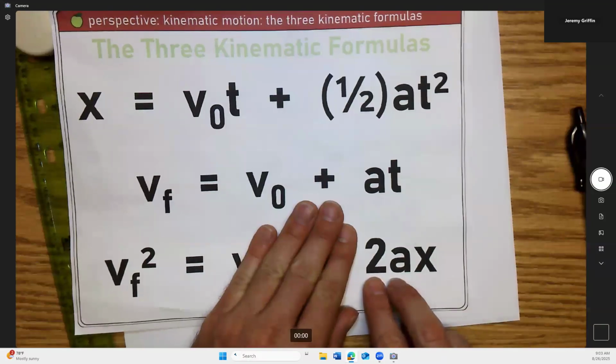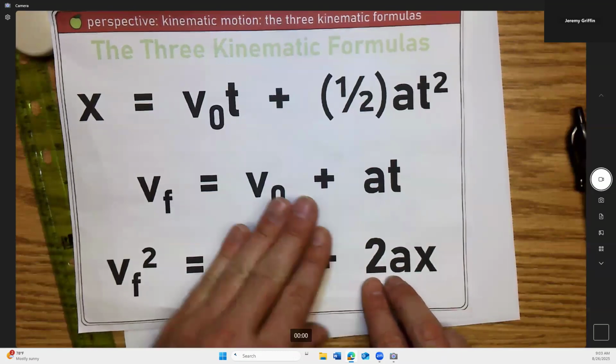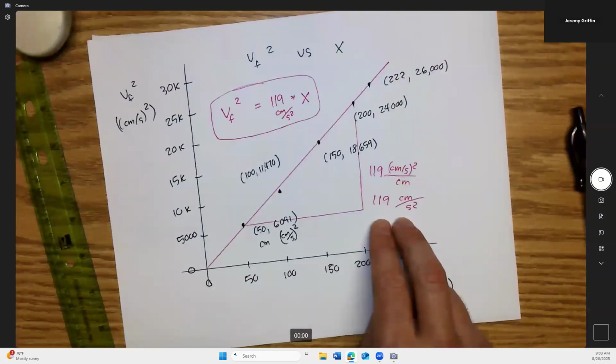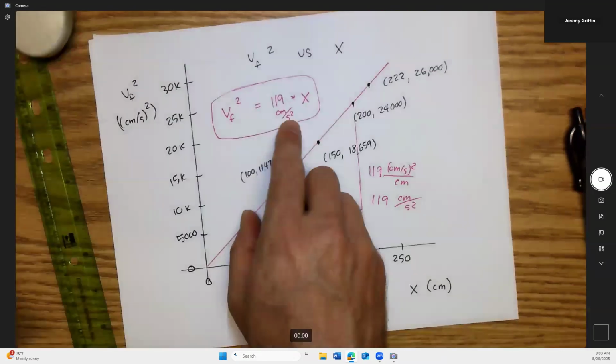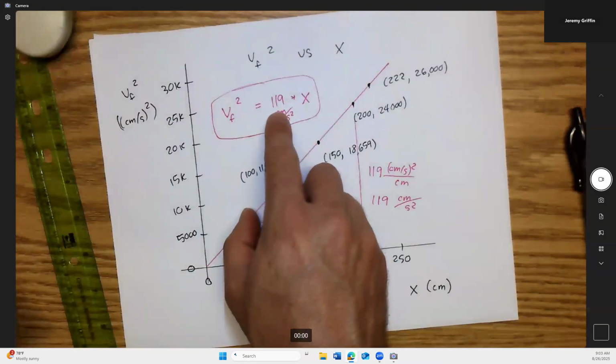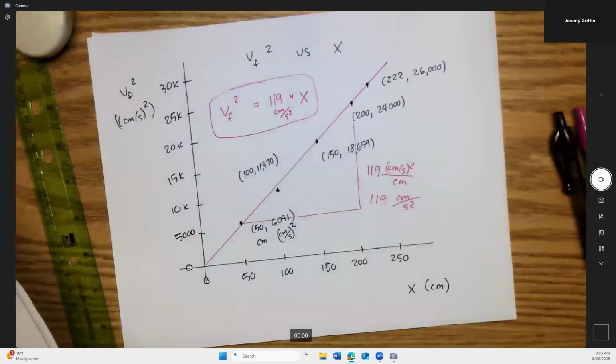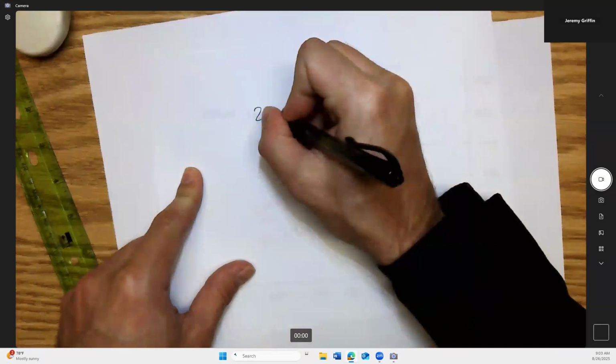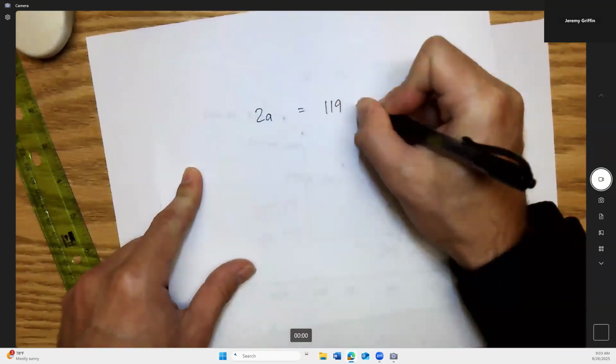2 times the acceleration, right? You guys see the 2? Isn't this 2a equal to this 119 number? That takes the place right here. So in place of 2a, I have 119. Let's take advantage of that and figure out what the acceleration of the car would be. So 2 times the acceleration of the car would be 119 centimeters per second squared.